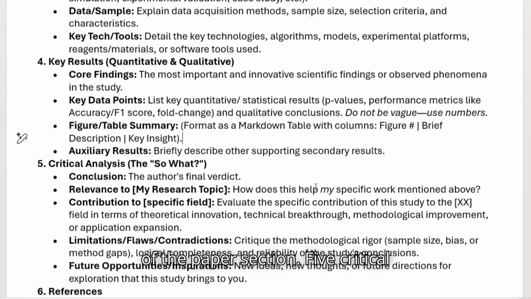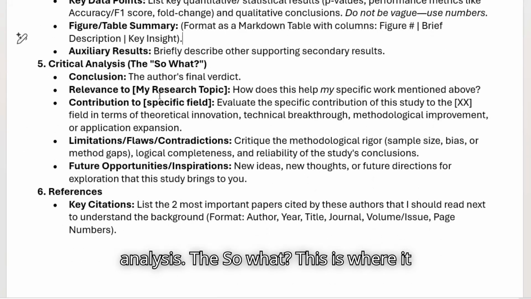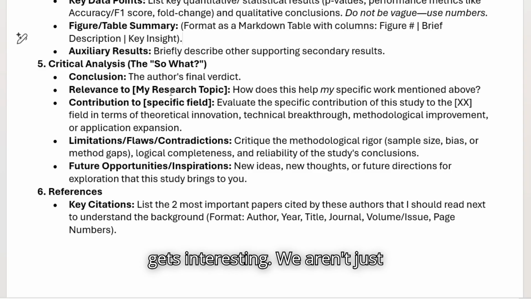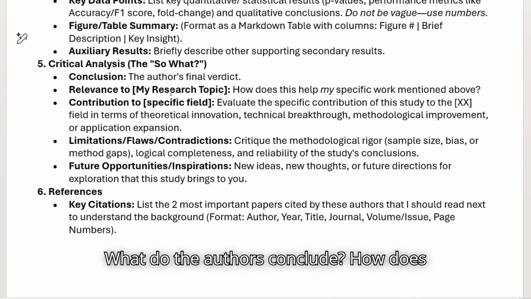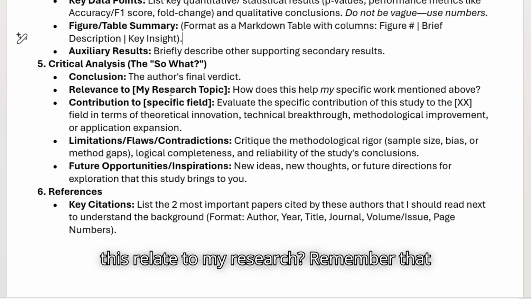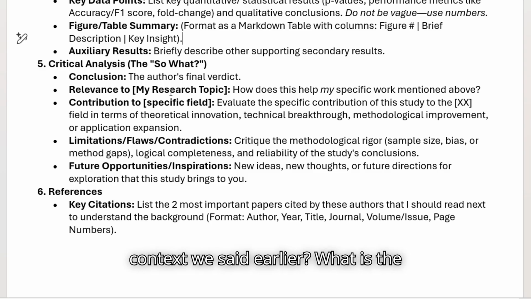Section 5. Critical analysis. The so what? This is where it gets interesting. We aren't just summarizing, we are critically engaging. What do the authors conclude? How does this relate to my research? Remember that context we set earlier? What is the actual contribution to the field? What are the limitations? And what opportunities does this open up? This section basically writes your journal club discussion points for you.